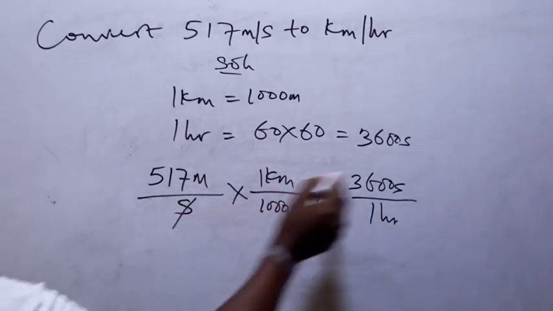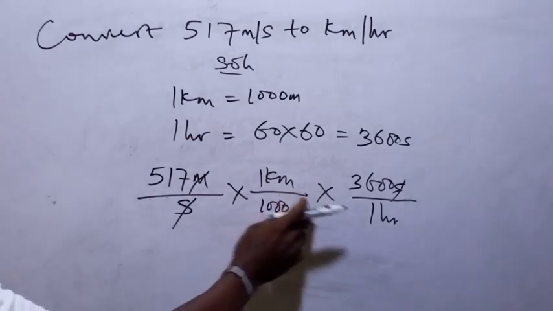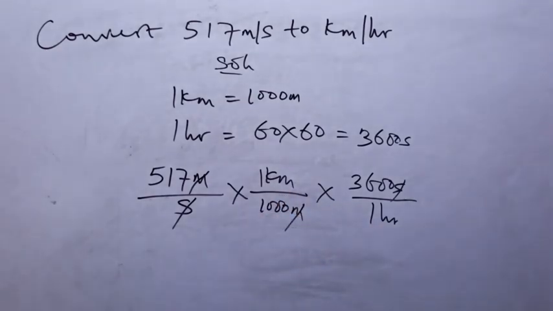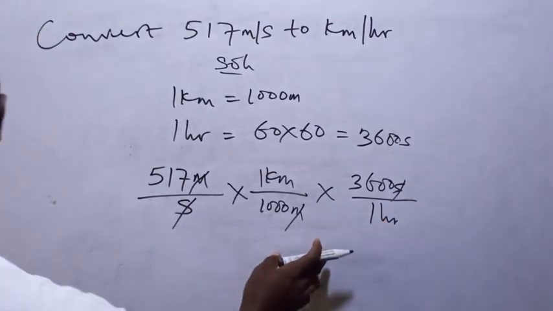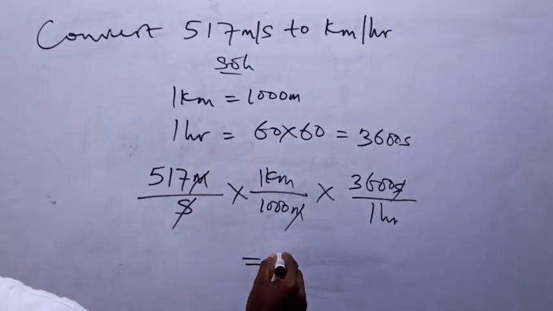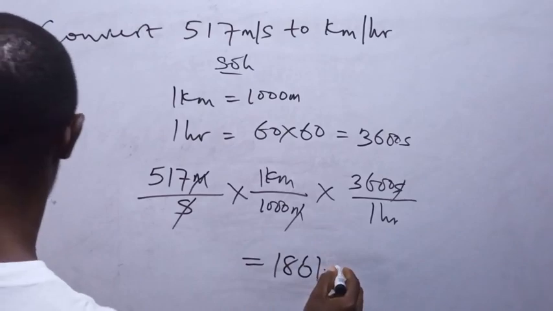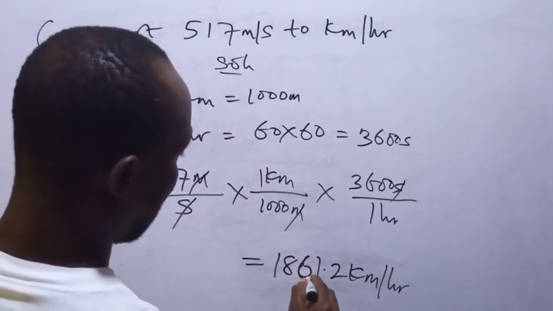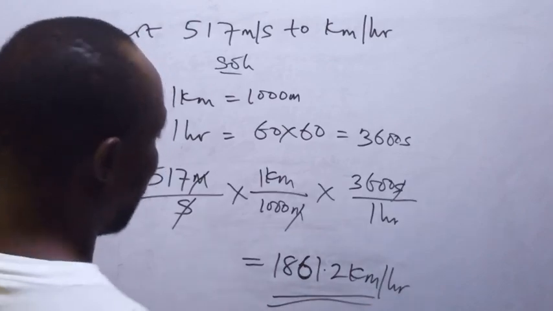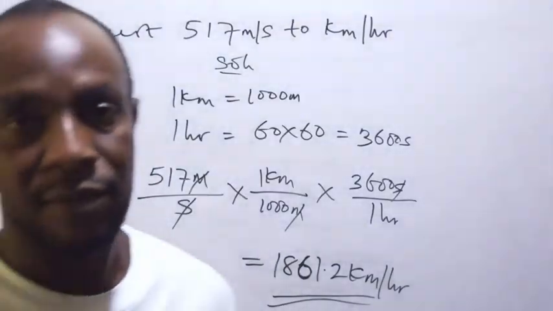Now, seconds will cancel seconds. Meter will cancel meter. We are left with kilometer per hour. Now, I can always say, if you multiply 517 by 3600, students should follow up and divide by 1000, you are going to have 1861.2 kilometer per hour. This is very simple for any student who has been paying attention to understand.